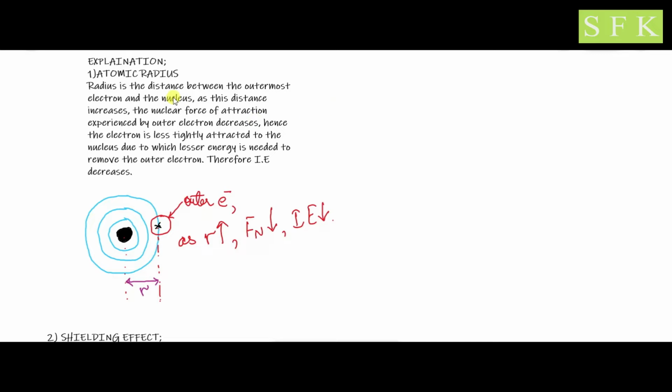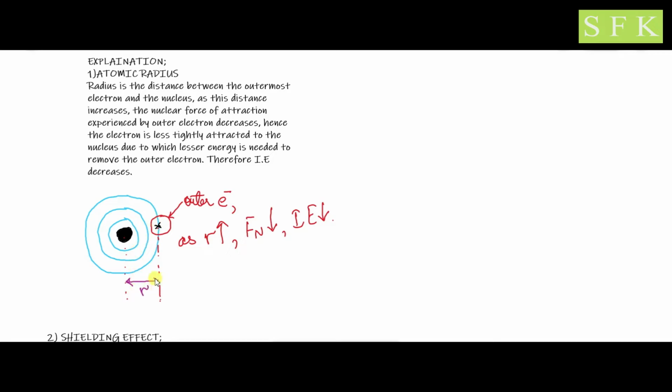We've studied that as the atomic radius increases, the ionization energy decreases. As we know, the radius is the distance between the nucleus of the atom and the outermost electron. As this distance increases, the nuclear force of attraction experienced by the outermost electron decreases. Hence, the electron is less tightly attracted to the nucleus, due to which less energy is needed to remove the outer electron, and hence the ionization energy decreases.